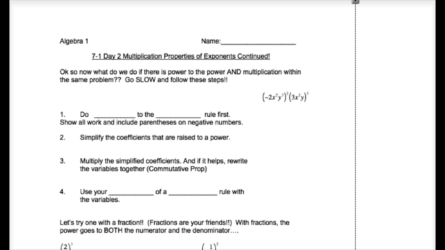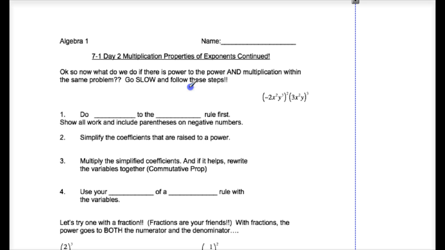All right, 7-1 day 2, and we're back. Let's go. Notes out. Now, what do we do if you have both rules in the same problem? Both note cards get used. What do we do, guys, if there's a power to a power and you have a product to a power within the same problem?